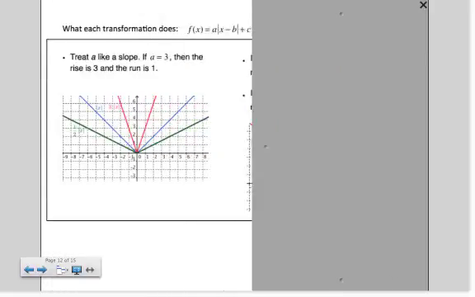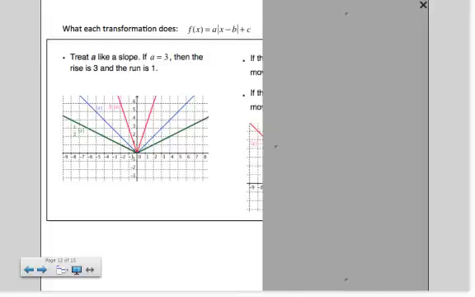All right, you can also treat a like a slope. Okay, so if a equals 3, then the rise is 3 and the run is 1. So instead of doing up 1 over 1, it's going to be up 3 over 1 in both directions. Okay, so you might have a negative in one direction and positive in the other direction. All right. If I had 1/2, then it would be up 1 over 2, when I graph it.